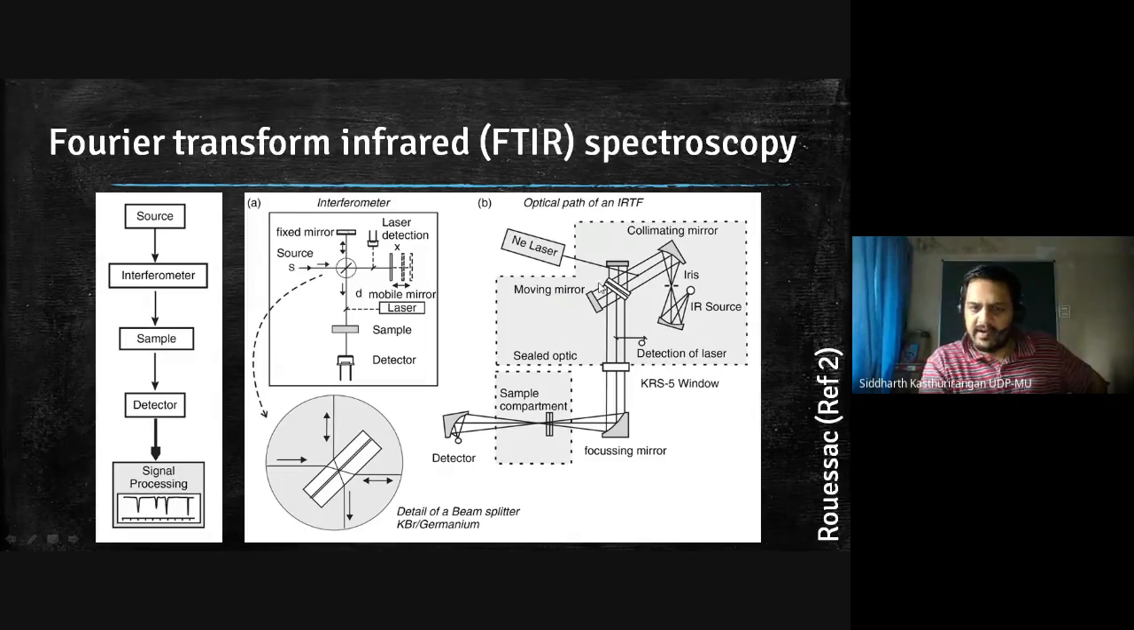You get a very clear indication of that, and this is an inbuilt mechanism using a laser, so that the interferometer gets self-calibrated. Once you know the laser wavelength, you can determine how much the mirror is moving very accurately, and that can be used in turn to generate the Fourier transform spectrum.